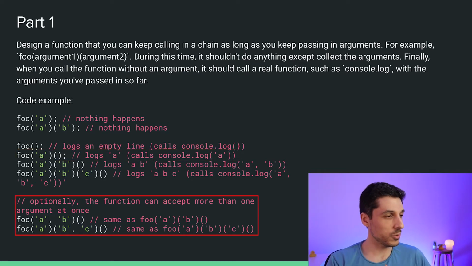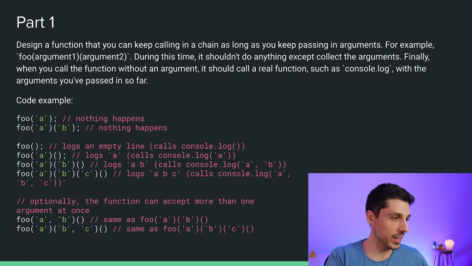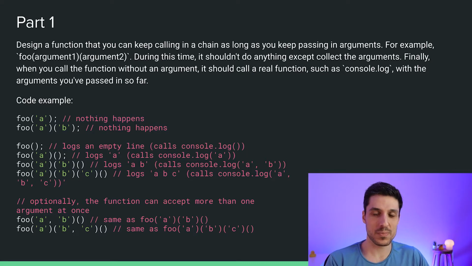Now, towards the bottom of the code, you can see an optional section. If you feel inclined, you can make the function accept more than one argument at once, right? So for example, we call foo. In the same call, we call it both with A and B, and that's the same as calling it with two separate calls, A and B. Okay? So that's the first part of the challenge.